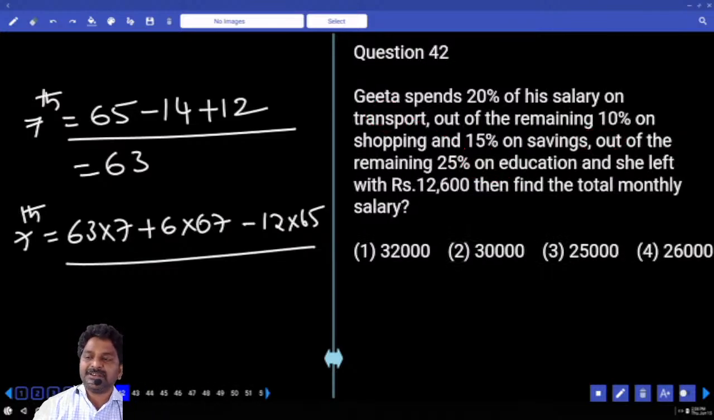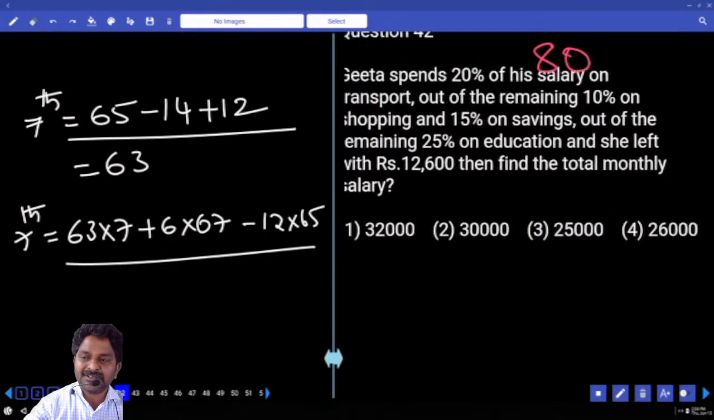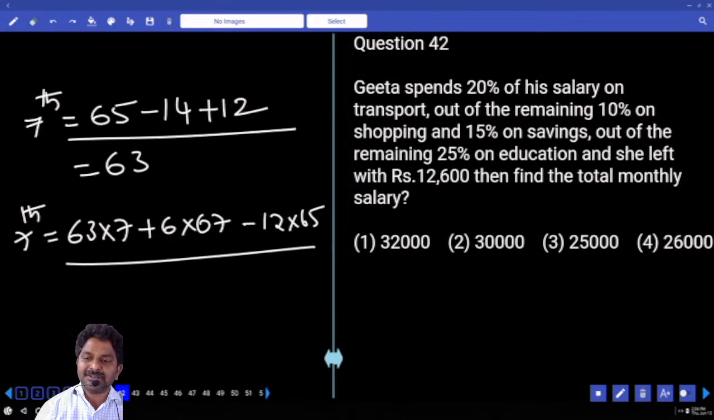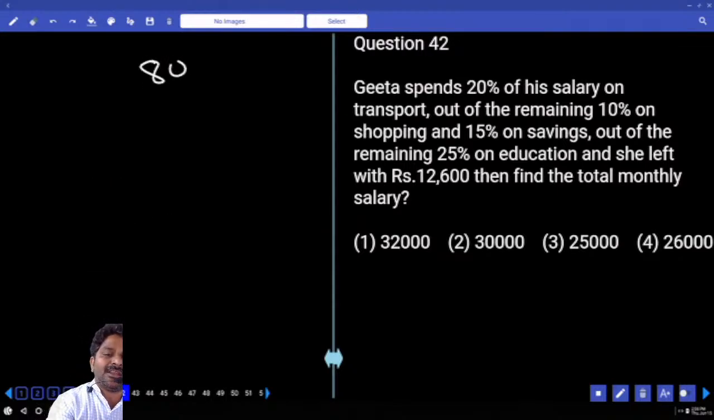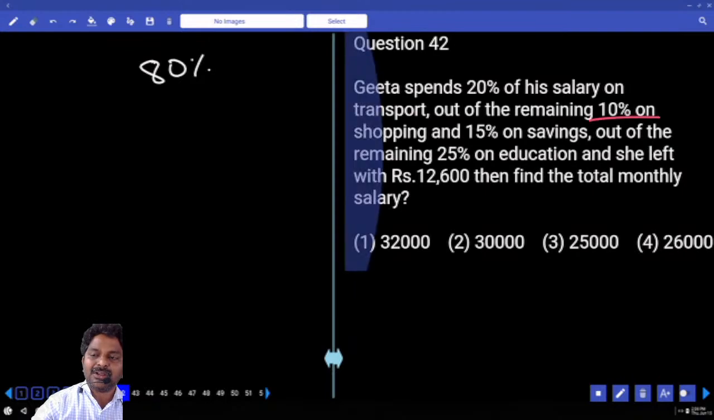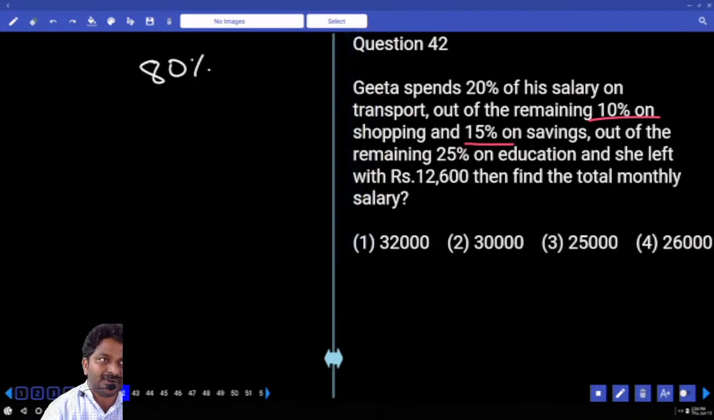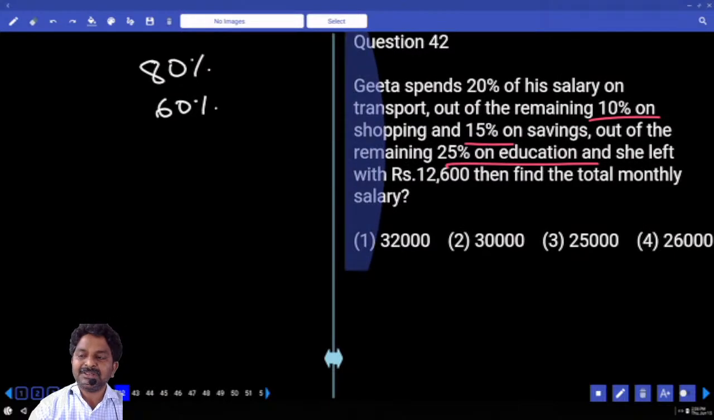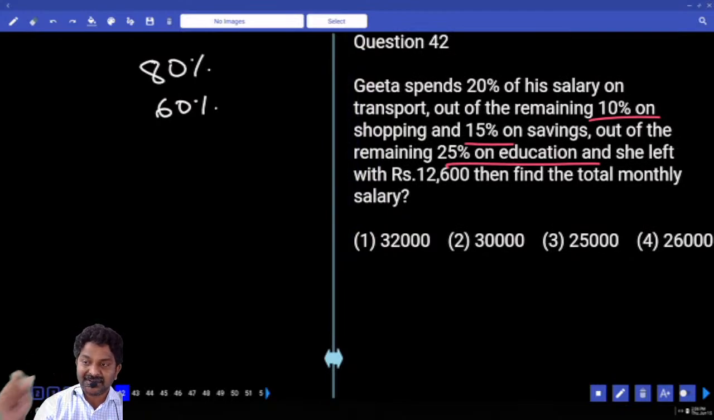Geeta spends 20% of her salary on transport. Out of the remaining, how much is remaining? 80%. Out of the remaining 80%, 10% on shopping, 15% on savings. Out of the remaining, see, so far we have 80%. Out of that, 10% and 15%, total 25% is over. Remaining 60%. Out of the remaining, 25% on education, and she is left with 12,600.